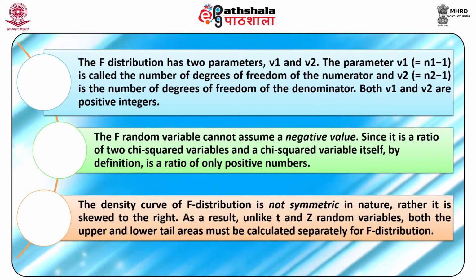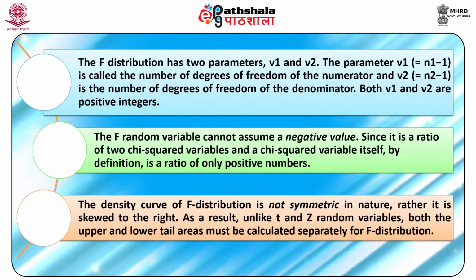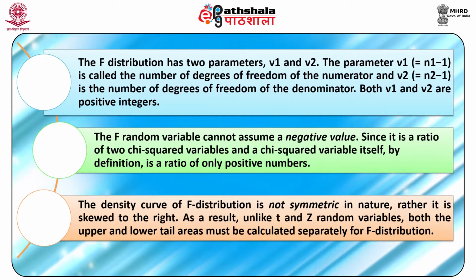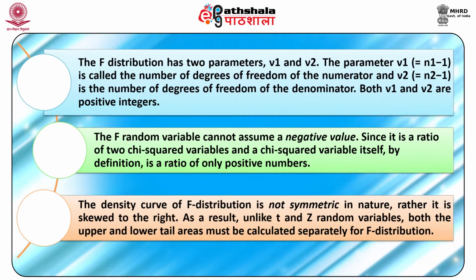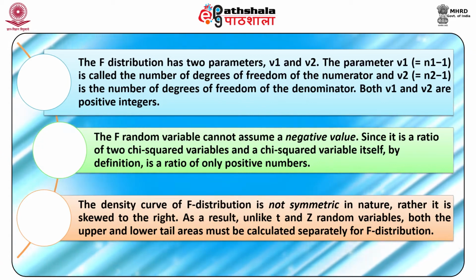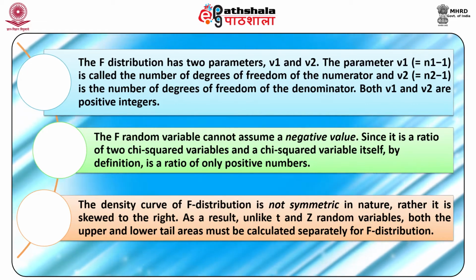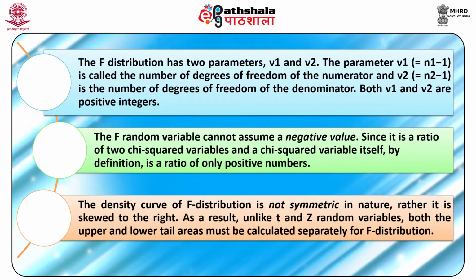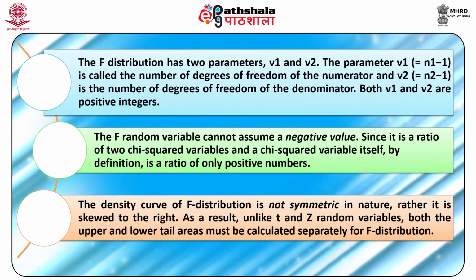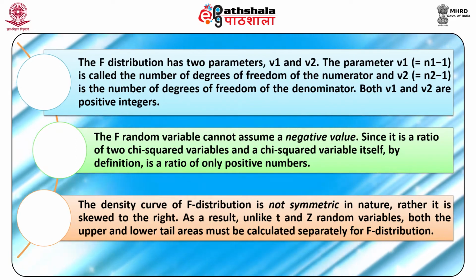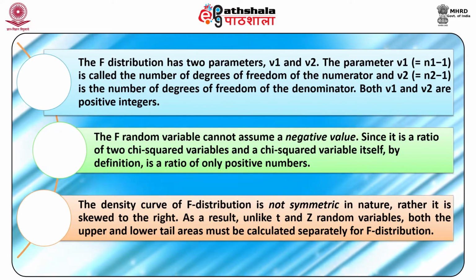The F random variable cannot assume a negative value. Since it is a ratio of two chi-squared variables, and a chi-squared variable itself by definition is a ratio of only positive numbers, therefore the F random variable is always a positive number. Unlike the t and z random variables that range from minus infinity to plus infinity, the F variable starts with a minimum value of 0 on the horizontal axis and extends to any positive number. And this is derived from the fact that the values are always positive.